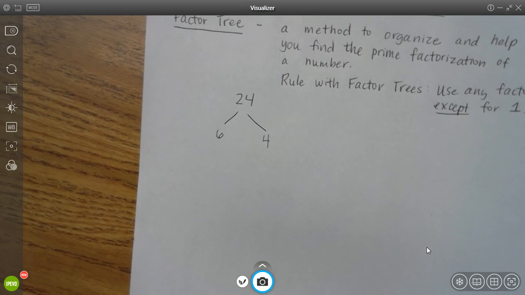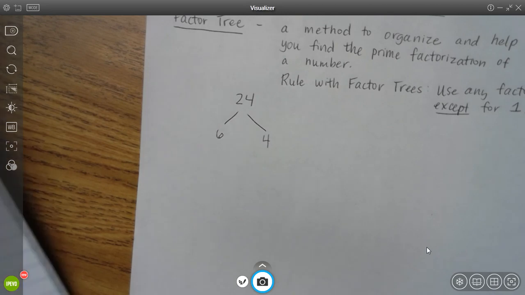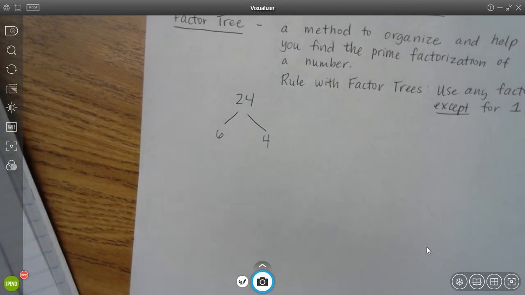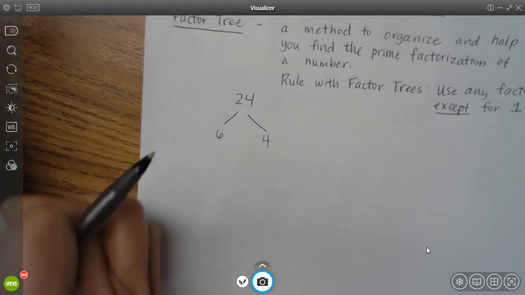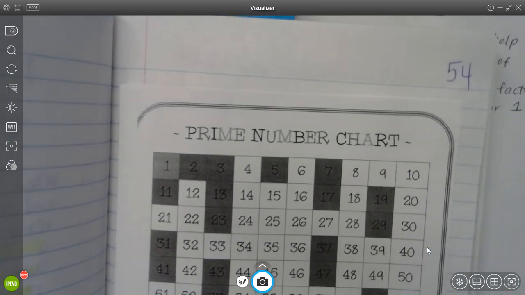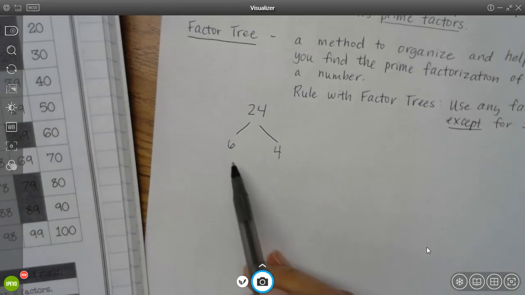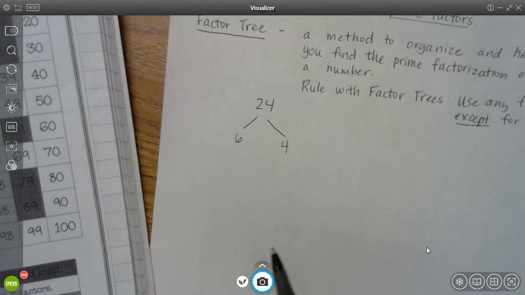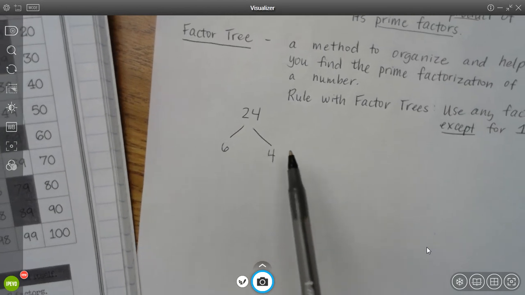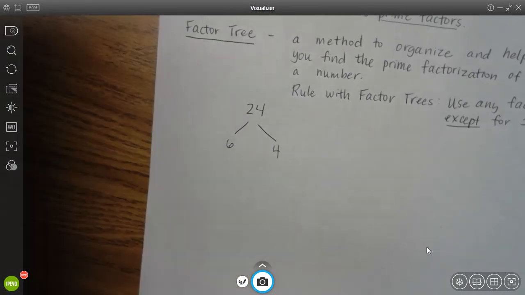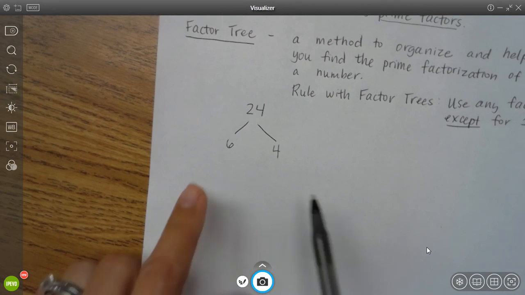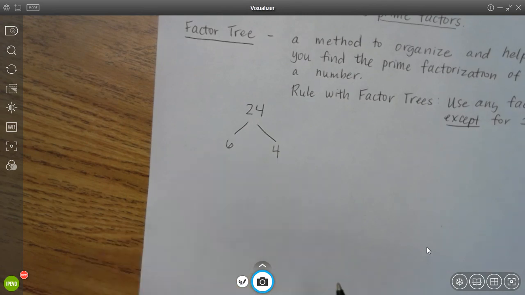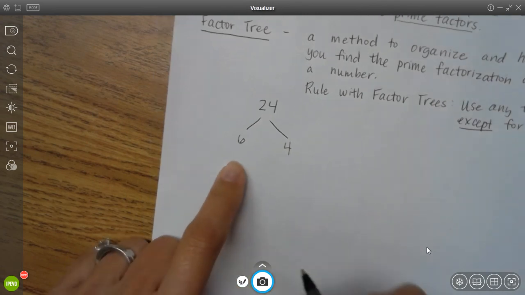Now, neither of these numbers are prime. And again, you can use your math notebook to review your prime numbers. You guys have your prime number chart in your math notebook on page number 54. So if I were to look at the number 6 and the number 4, I know those are not prime numbers because they are divisible by 2, right? If I can divide even numbers by 2, these are not prime numbers. So I have to keep going.